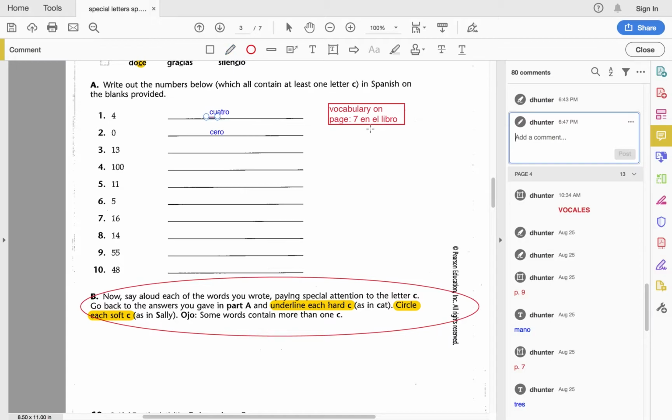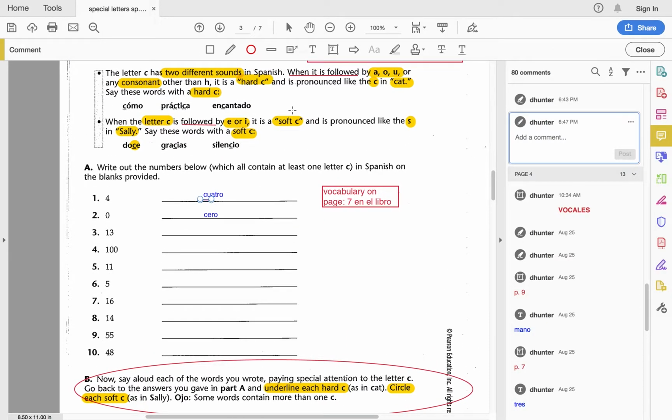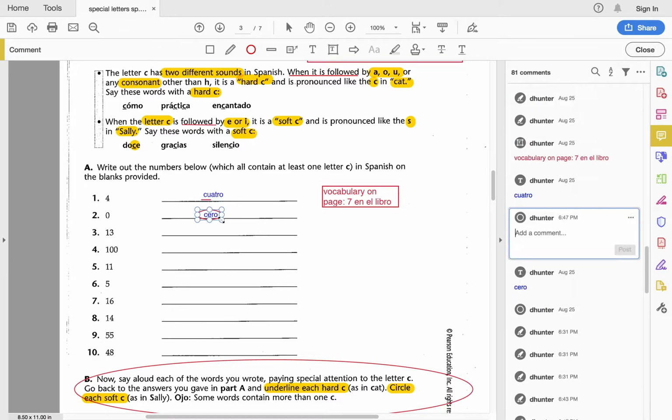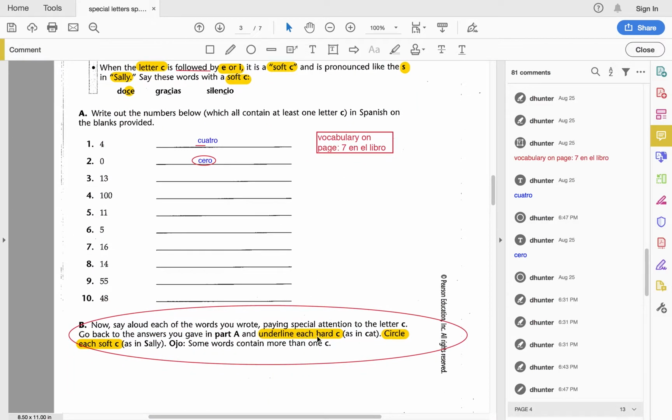Let's go on to the next one. Cero. Let's say that a couple times back to back. Cero, cero, cero. Cero is going to be that soft C, so we want to go in on that one and make sure we circle it. Some of these, as you go forward, may have more than one sound, so do not be too trigger happy as far as just underlining or circling the whole word. Make sure you take your time and don't jump the gun, okay? Again, underline the hard C, circle the soft.